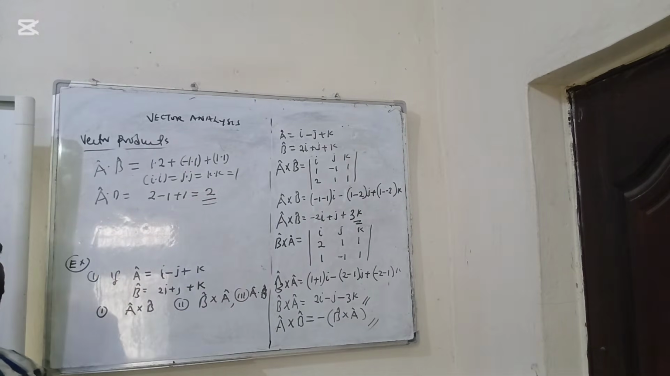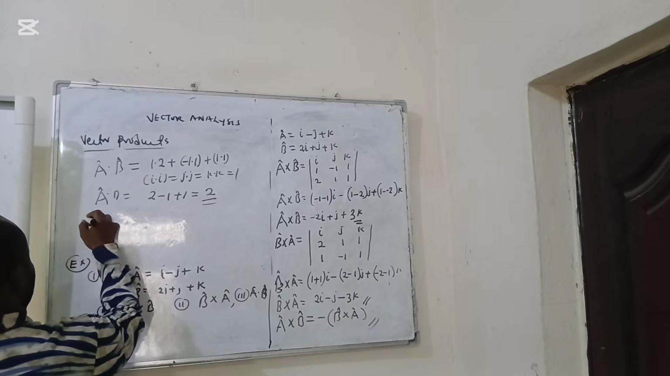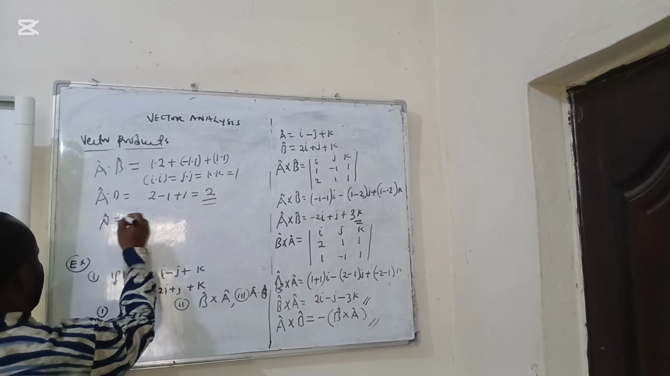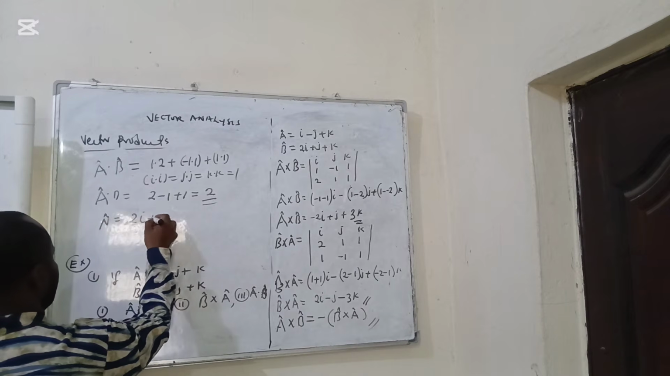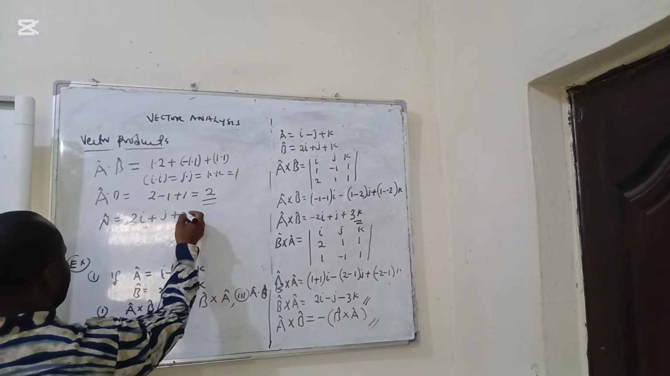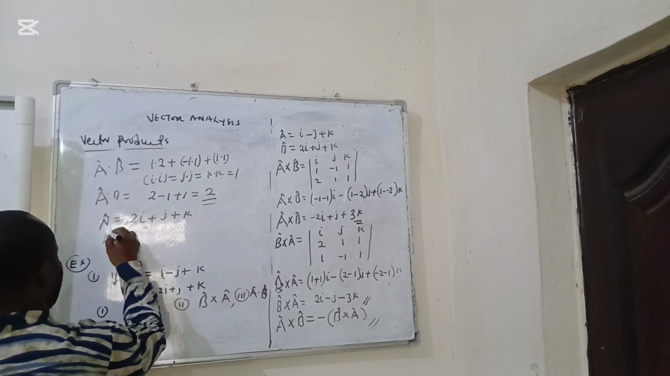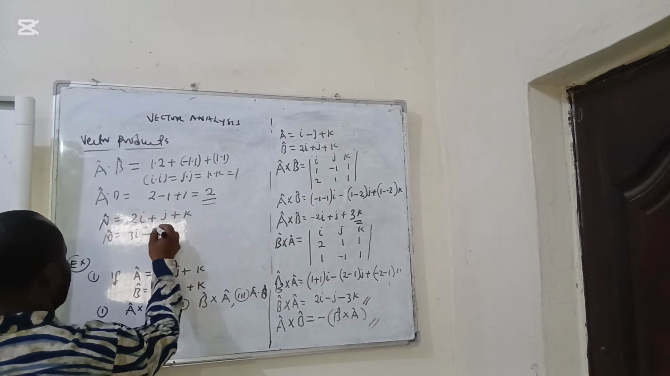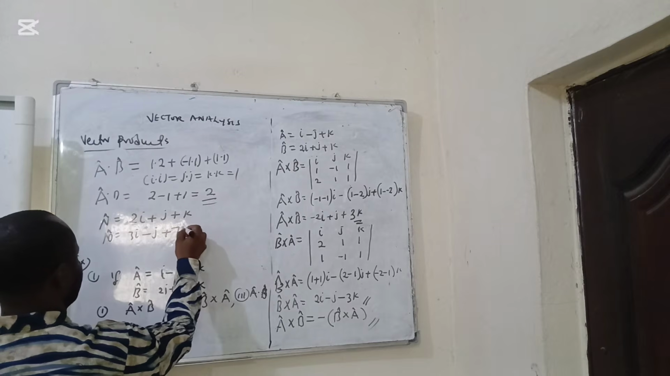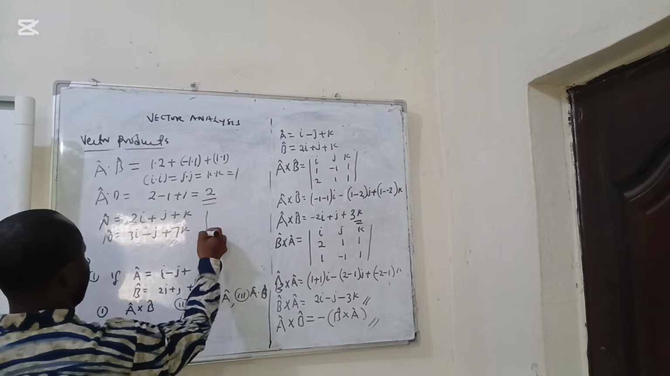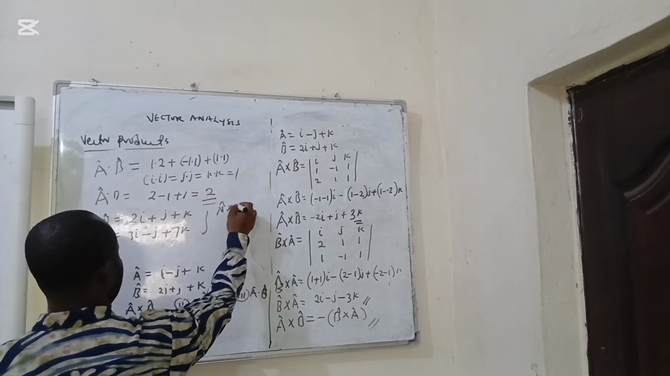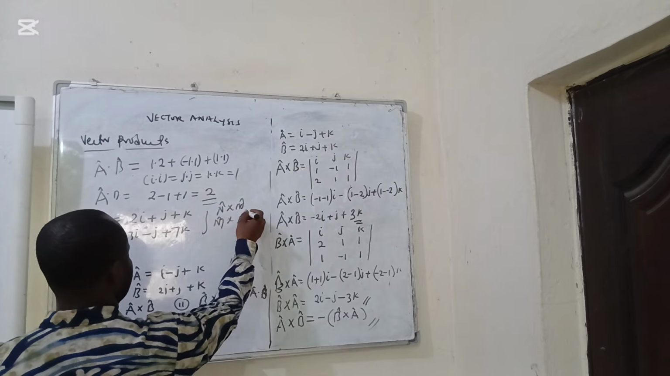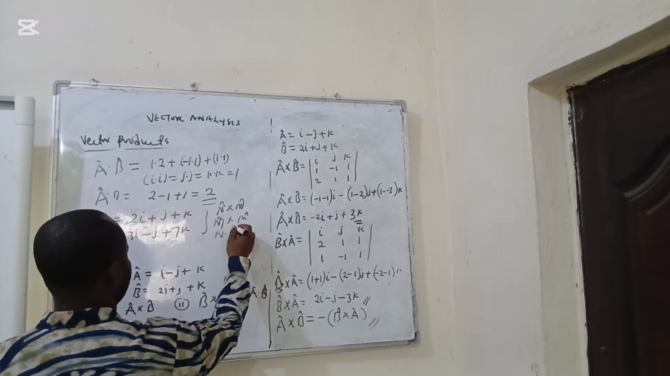Thank you very much. I will want my viewers to look for the cross product between n1 is 2i plus k, and n2 is 3i minus j plus 7k. Look at the cross product between this and this, and also this and this, and the dot product between them.